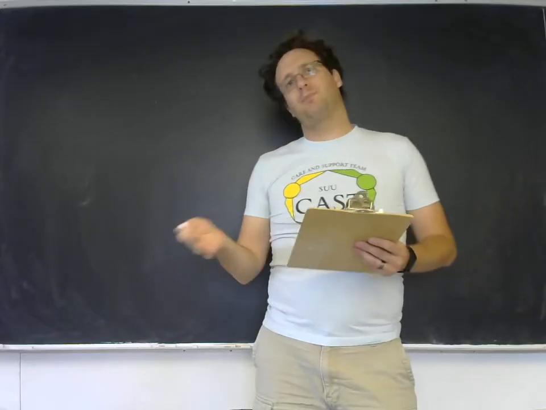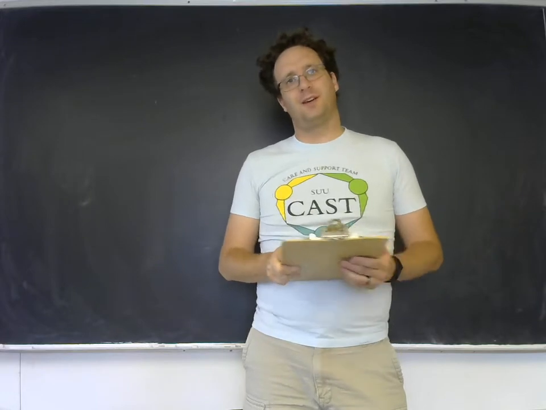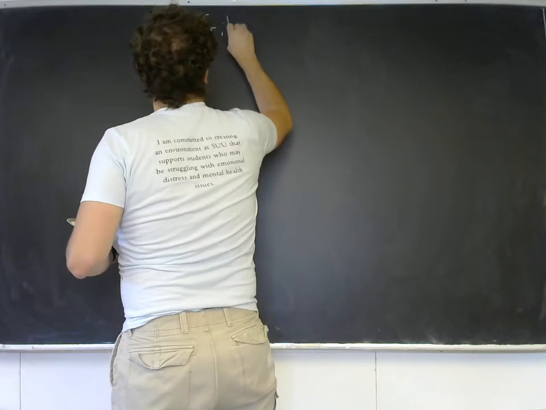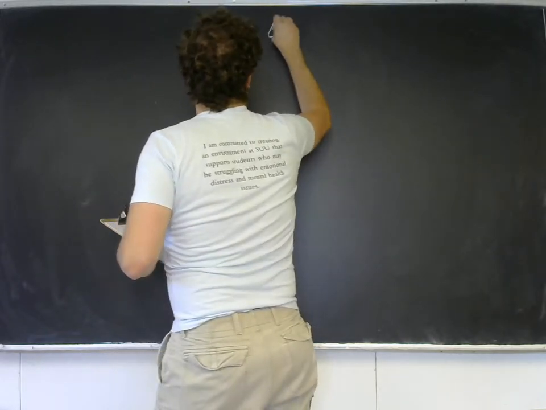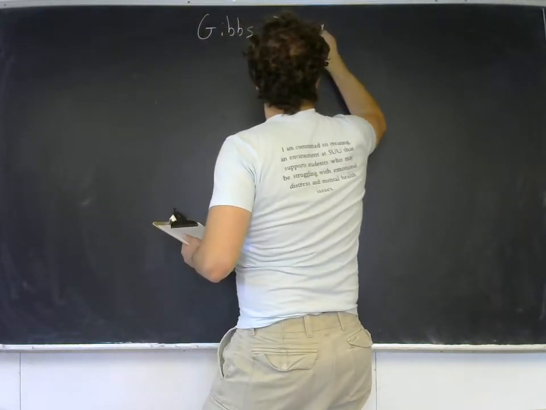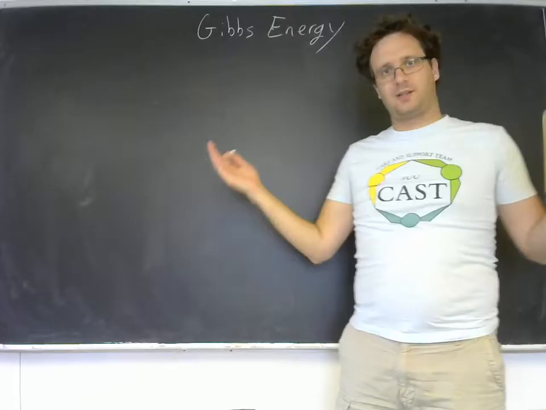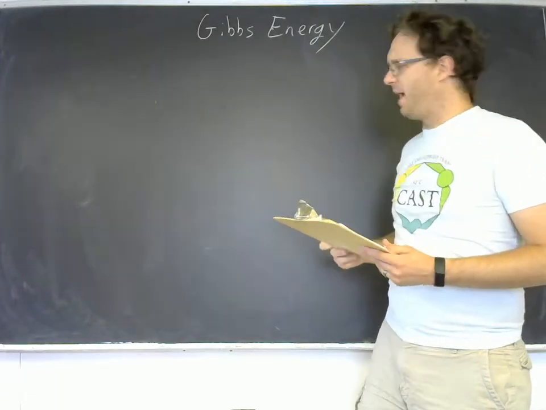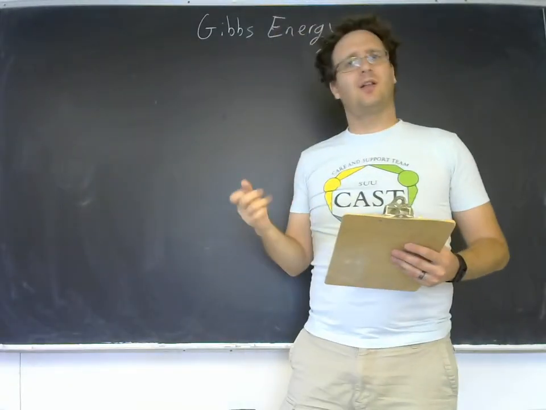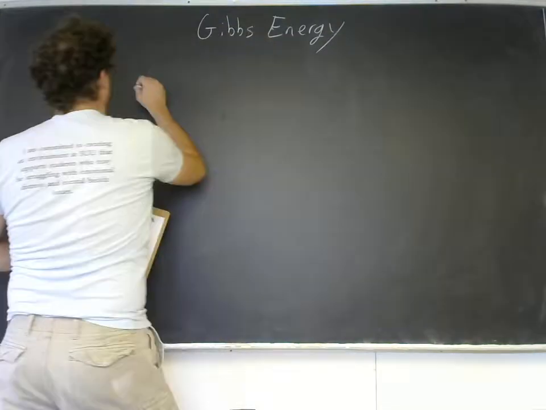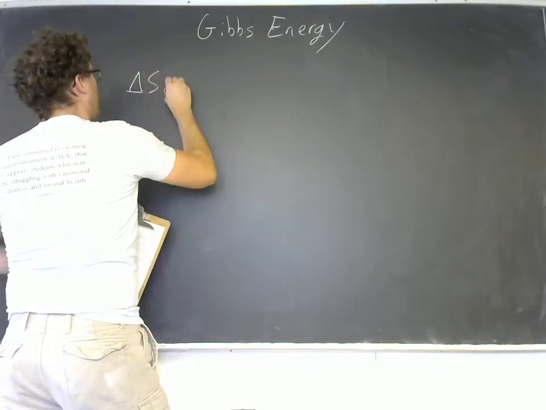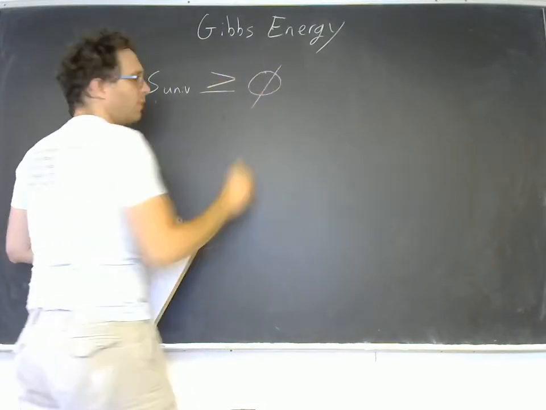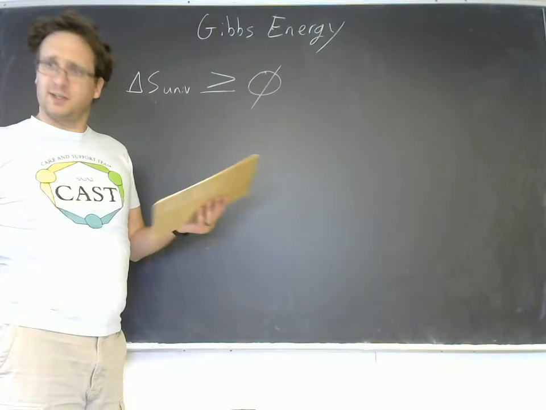In 18.4, we start to introduce the idea of Gibbs energy. So I'll write that up here. Gibbs was the physicist that was working on this idea a long time ago. And we know that the second law of thermodynamics says that delta S of the universe is greater than or equal to 0 for processes that are spontaneous.